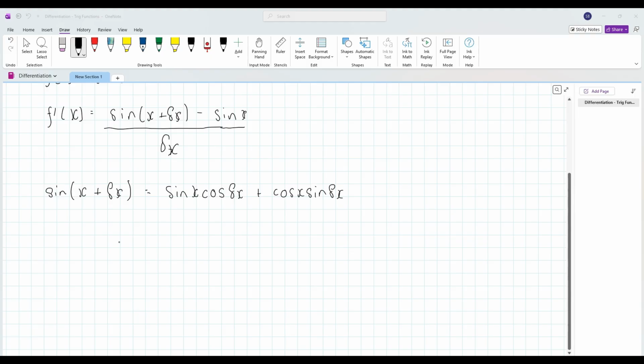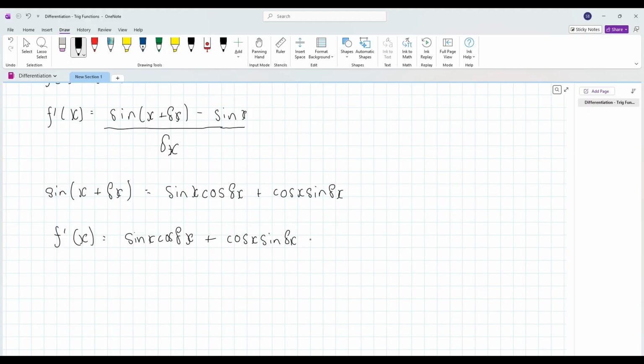Then substituting this back into f dash of x, we get f dash of x equals sin x cos delta x plus cos of x sin delta x minus the sin x, and this is all over delta x.